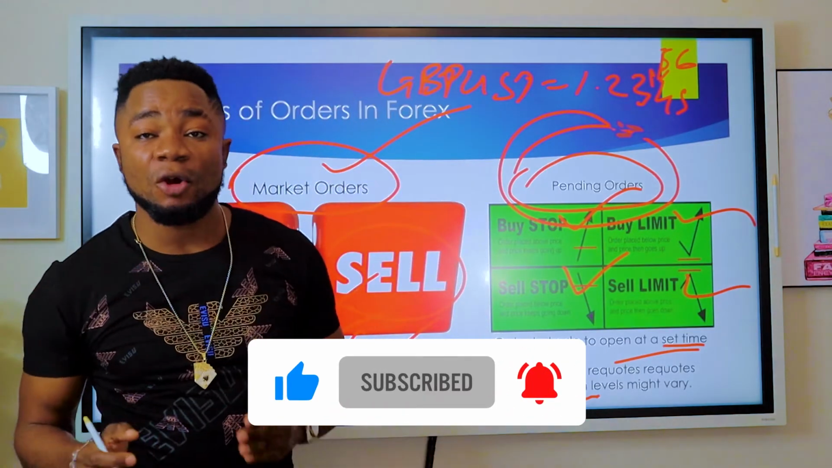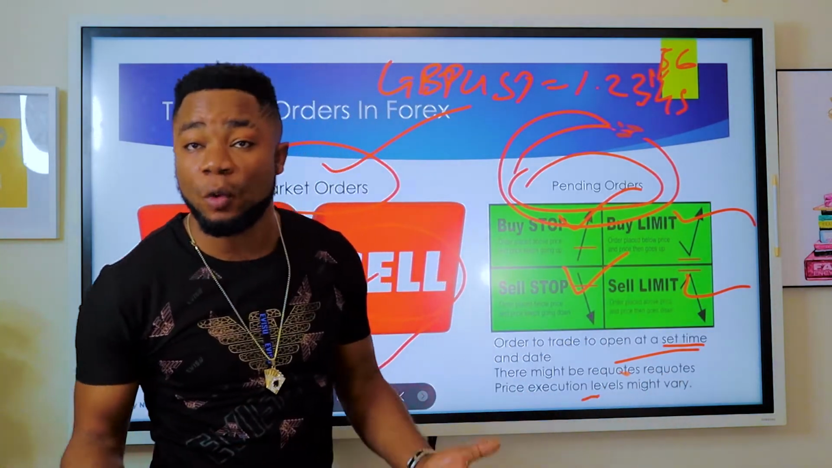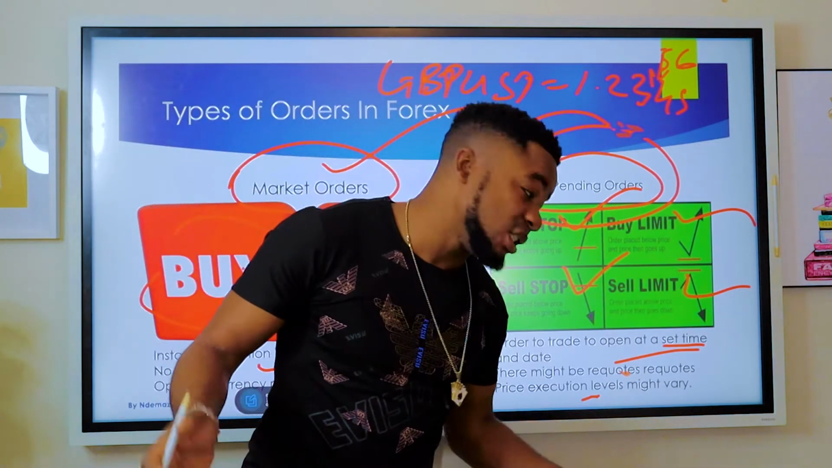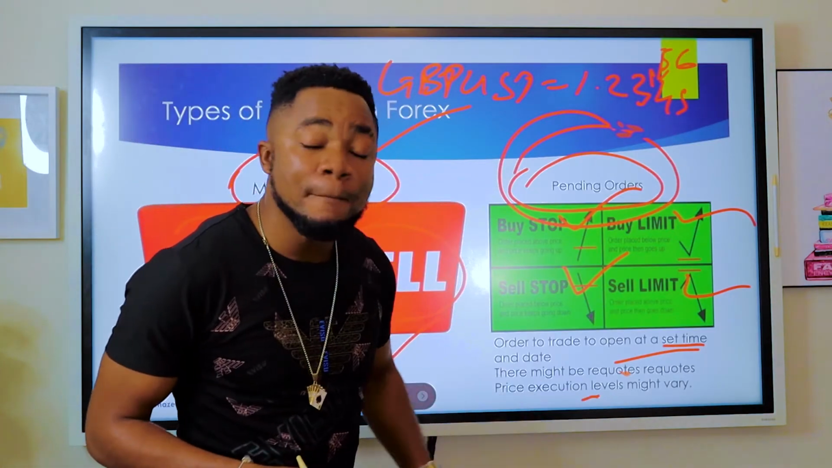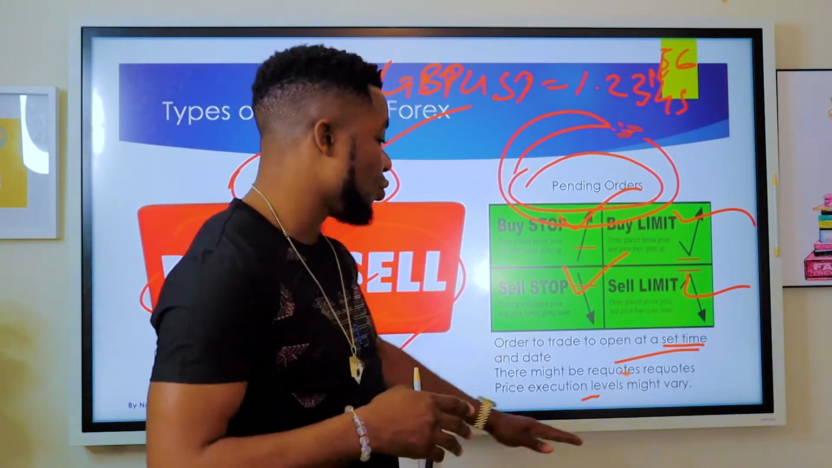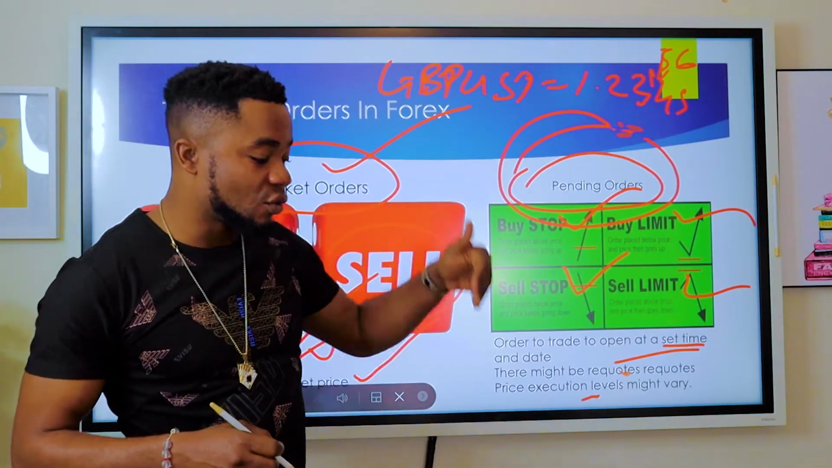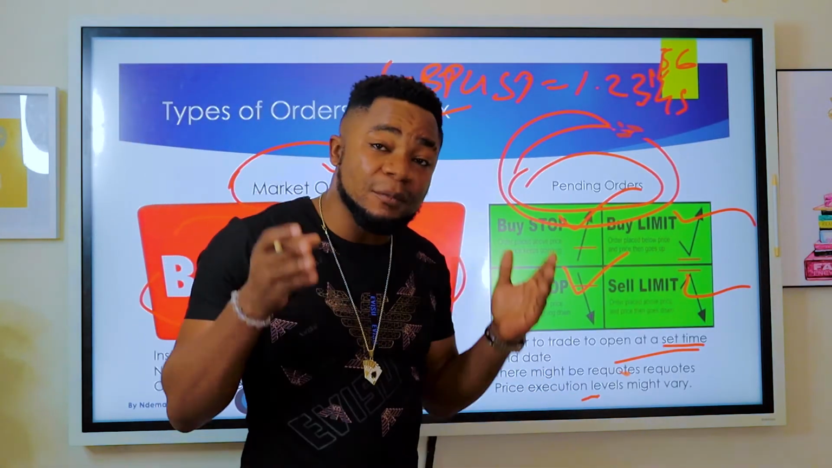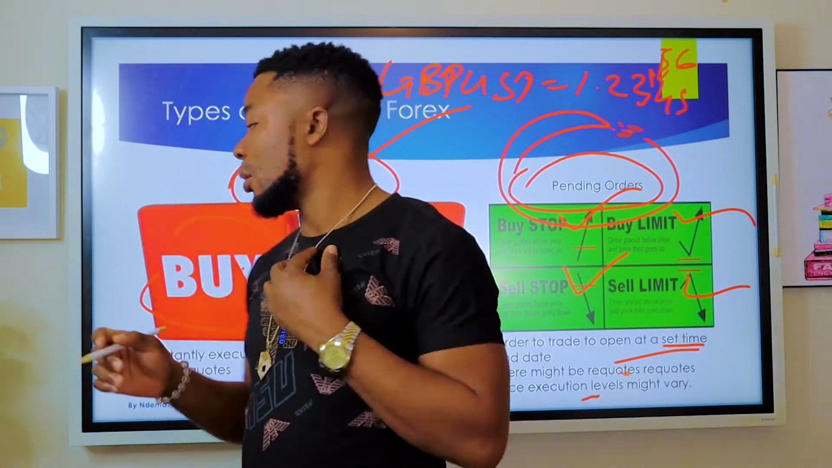So when you are using pending orders, just know that there might be a possibility of a requote. That means you have a different quote, or a different currency exchange rate. And also the price execution level might vary. Maybe you want to enter at 1.2345, but by the time you are actually getting into the trade, the price might vary, because you don't know the market volatility at that particular point in time. So those are the points you just have to have at the back of your mind.